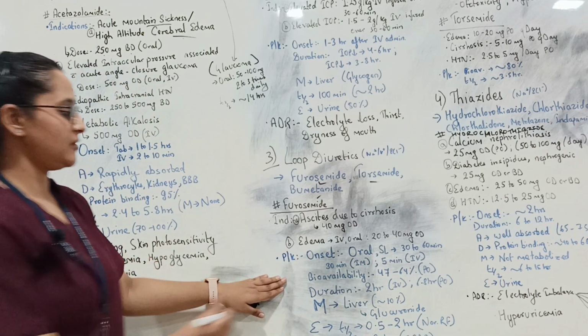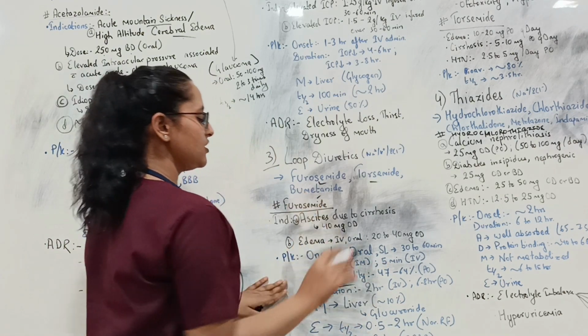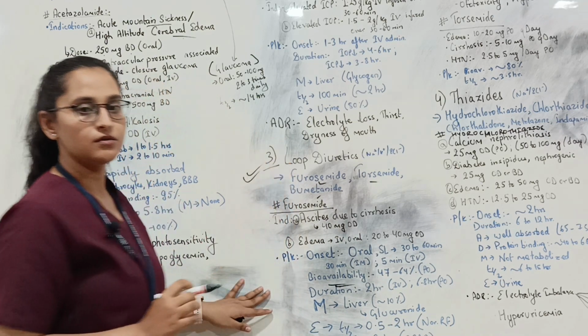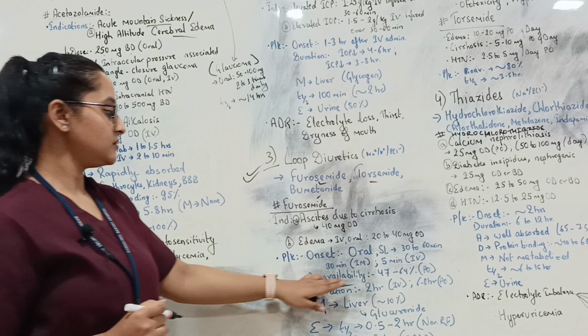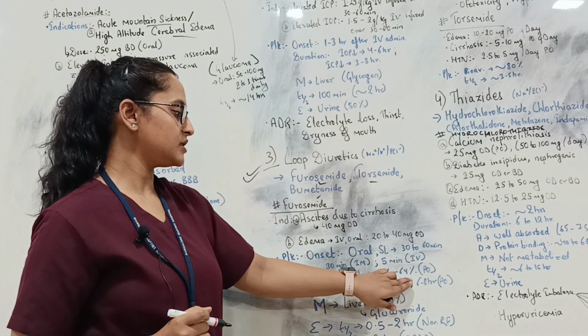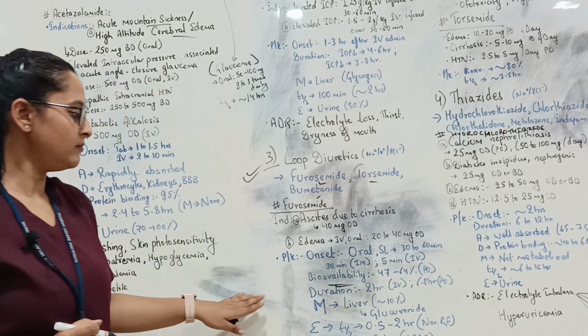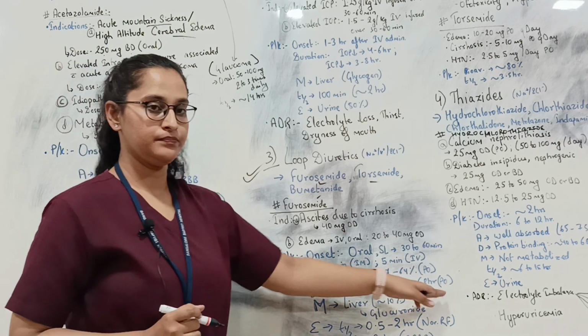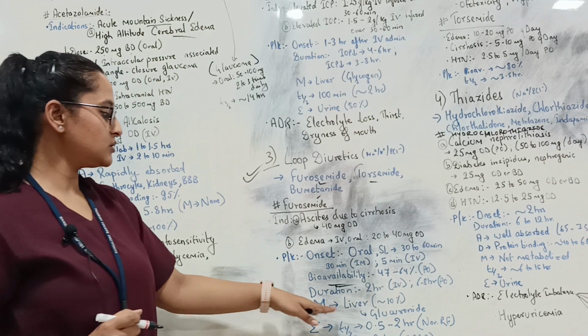So coming to bioavailability, the pharmacokinetic parameters for loop diuretics are very essential. You should remember this. Bioavailability is 47 to 64% in the oral form, and the duration of action is 2 hours for IV and 6 to 8 hours for oral. Metabolism is through the liver.